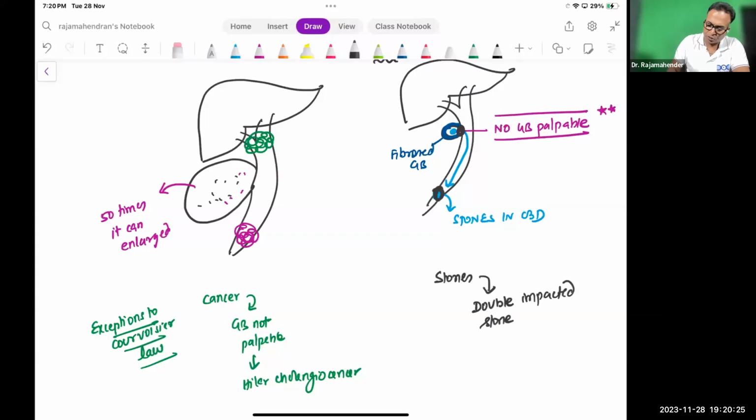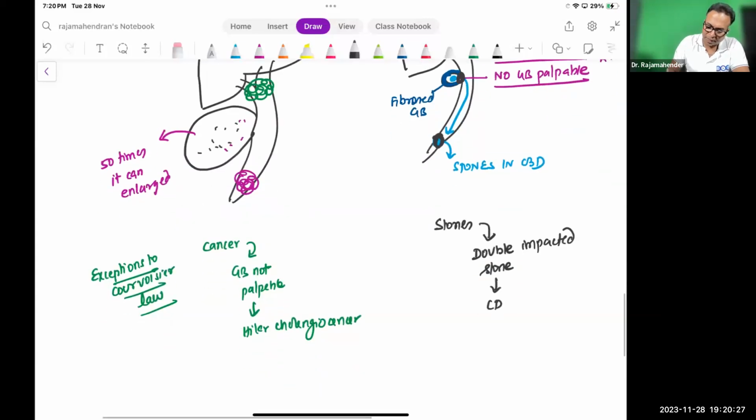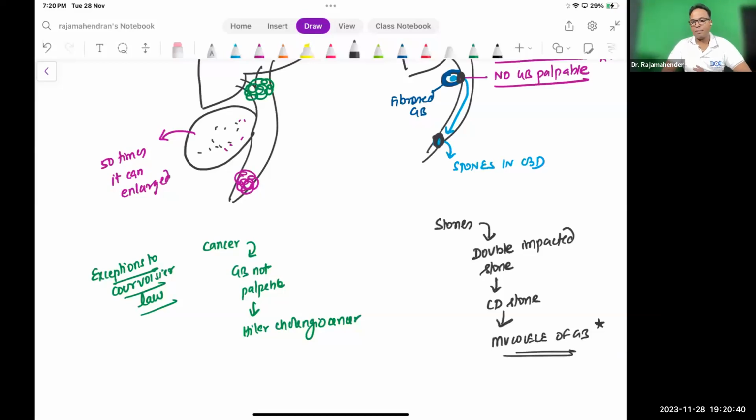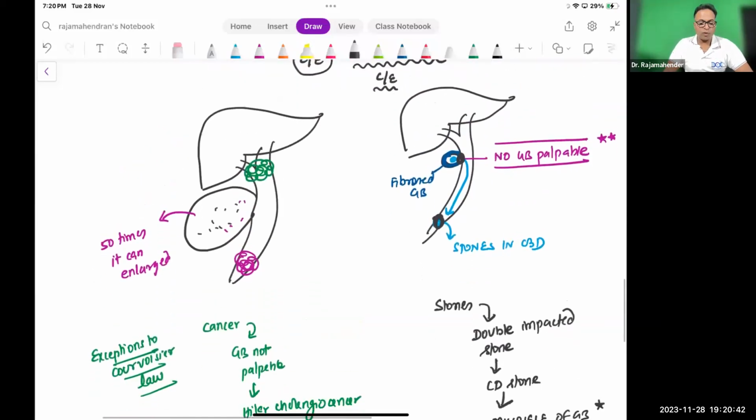So with a double impacted stone, one stone in the cystic duct causes enlargement of the gallbladder due to mucocele. Mucocele of gallbladder is seen in those cases. So therefore, mucocele of gallbladder is a cause of enlarged gallbladder. So this is an exception to Courvoisier law.